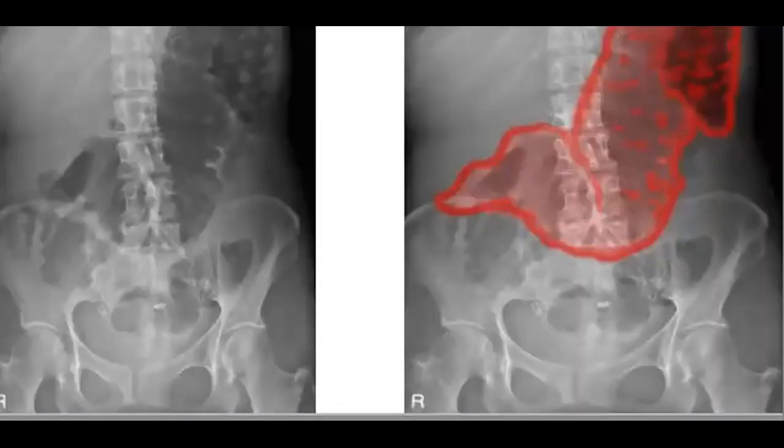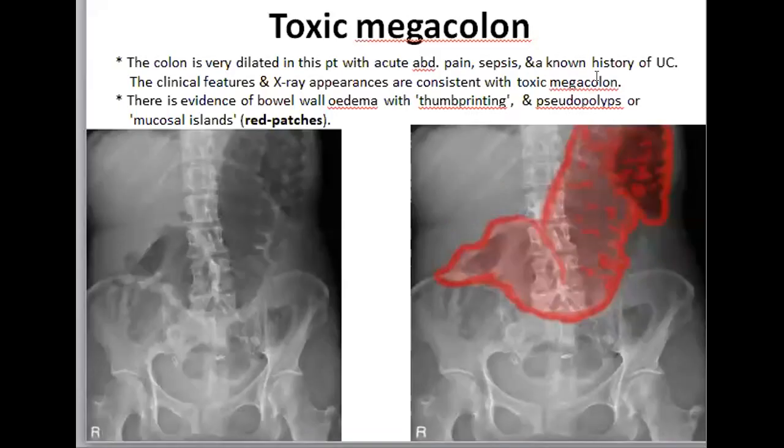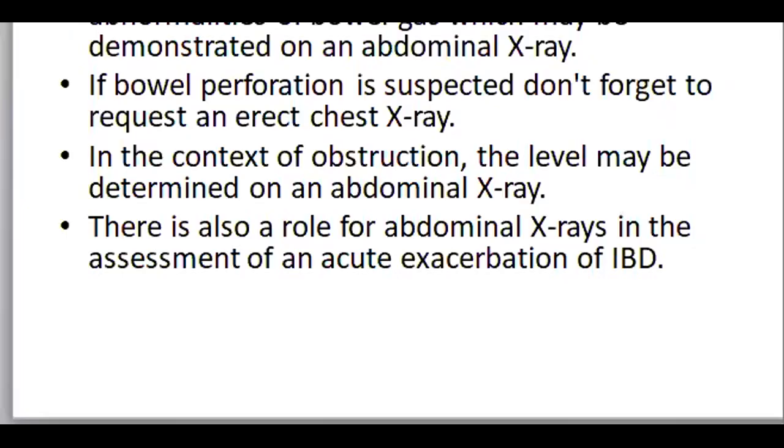And here, what happened? There is a complication, which is toxic megacolon, a very dilated colon, and this patient probably has a known history of ulcerative colitis, for which this is a common complication. Okay, so we finish a short review about the gases. Let's have another review about the soft tissue. Then we can go to the exam.